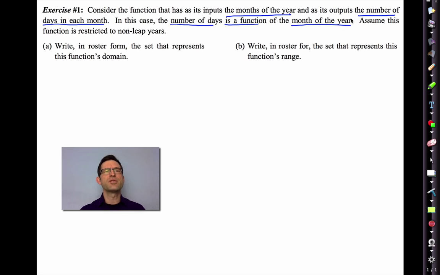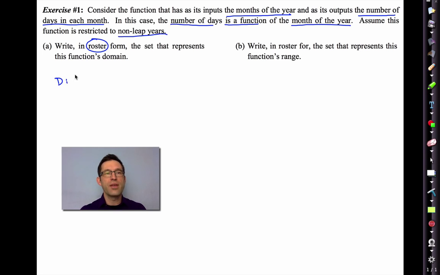It says assume that this function is restricted to non-leap years. That's actually quite important because if not, then February would have two outputs, both 28 and 29, and as we know, that's not allowed with functions. Anyway, letter A says write in roster form, and we'll talk about what a roster is in a bit, the set that represents this function's domain.